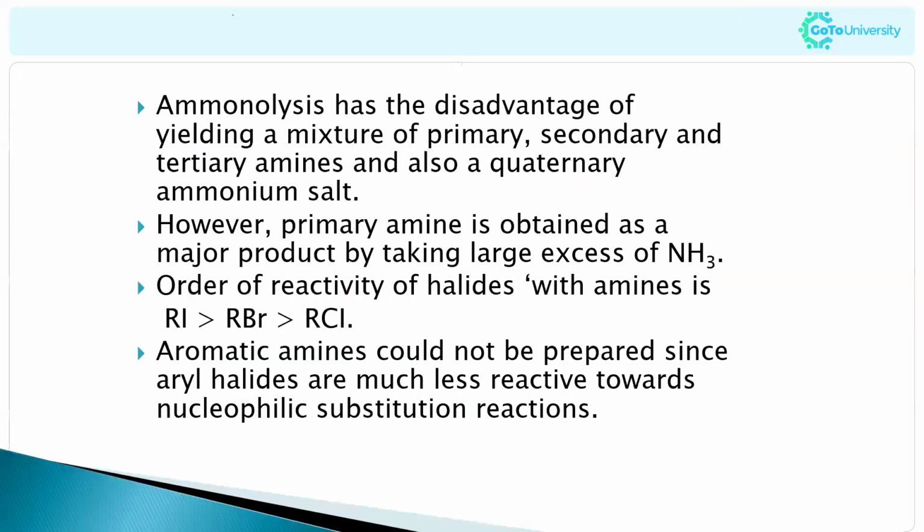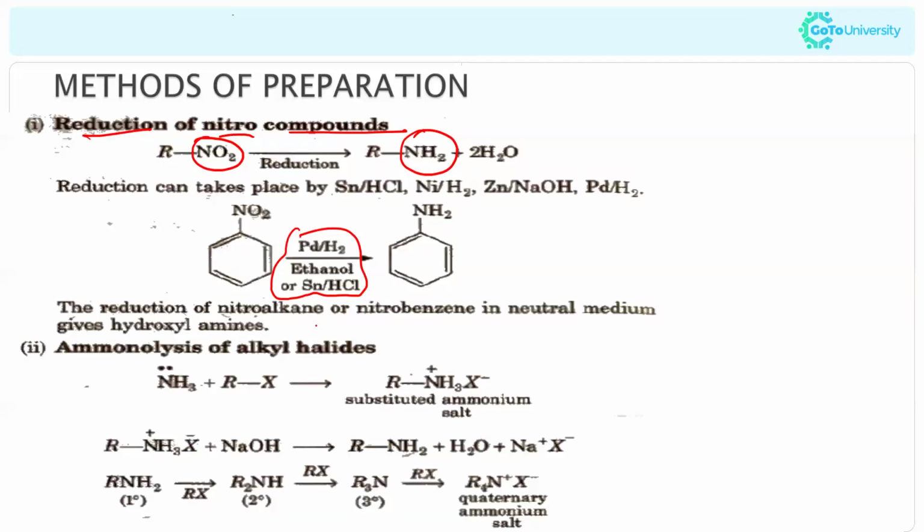Okay, so see here, the second one, that is ammonolysis. First one is the reduction, second one is the ammonolysis. So in ammonolysis, we can see ammonia is reacting with alkyl halide, and they are producing the substituted ammonium salt, right? Now, this substituted ammonium salt on reaction with sodium hydroxide is converting into primary amine. So these are two different kinds of methods: reduction of nitro compounds and ammonolysis of alkyl halides.